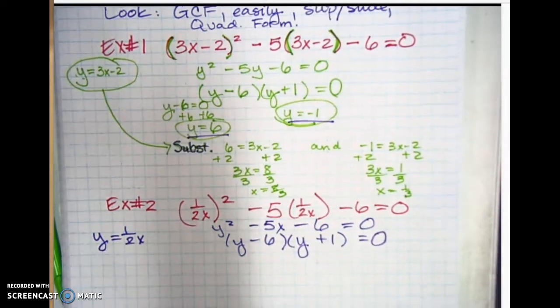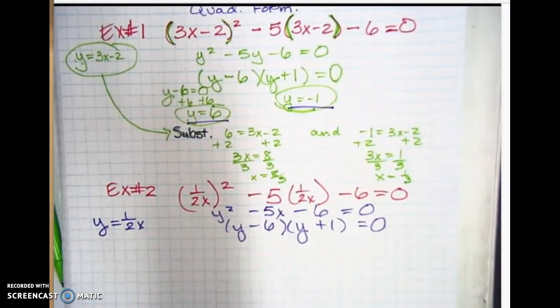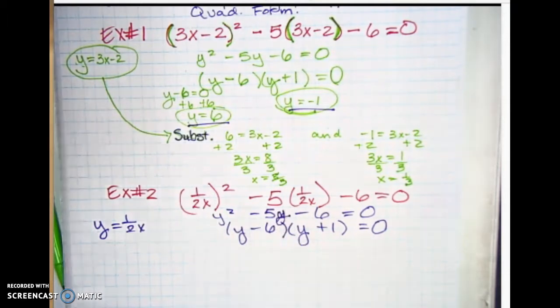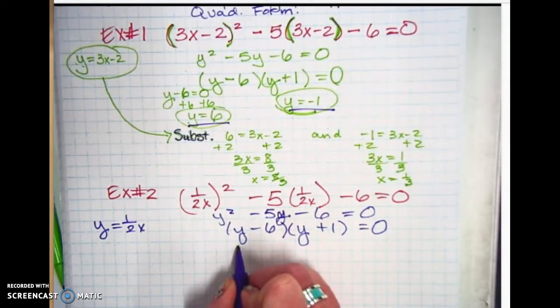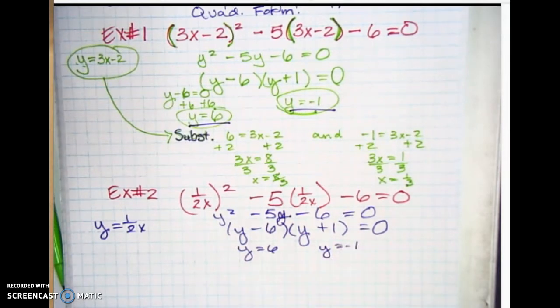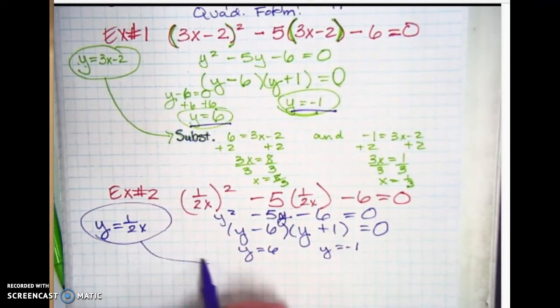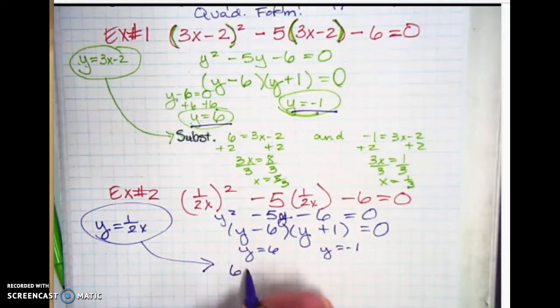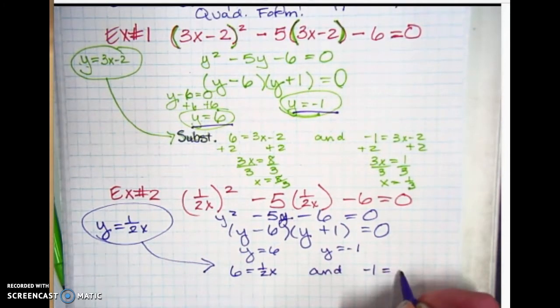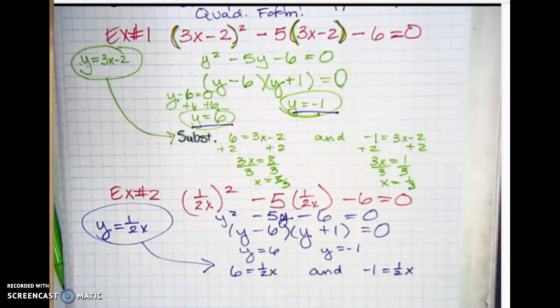Did you mean to put y for minus? Oh, you said minus 5x. Sorry. So this one is y equals 6 and y equals negative 1. Then we have to substitute back in here. So 6 is going to be equal to 1 over 2x, and negative 1 is going to be equal to 1 over 2x.